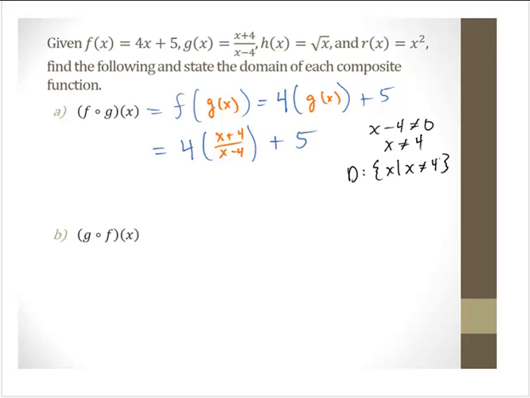Now we can simplify this a little bit. I could maybe write this as 4x plus 16 over x minus 4 plus 5, where I've applied the distributive property.